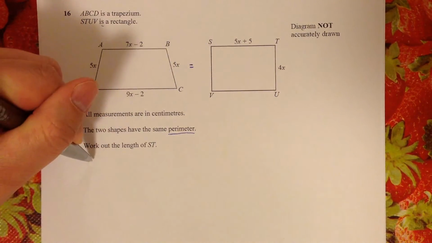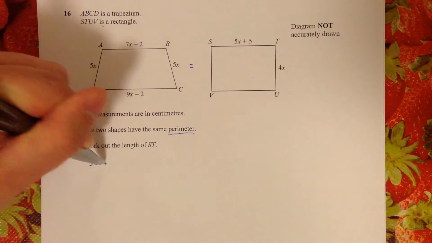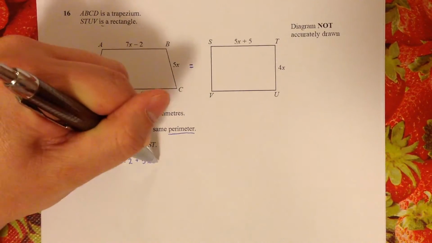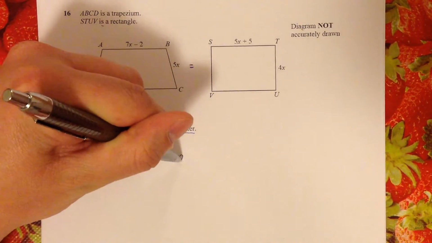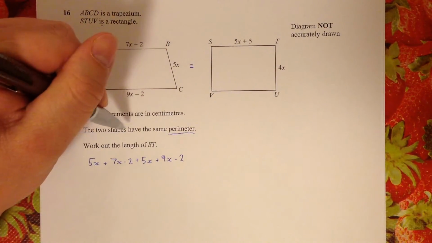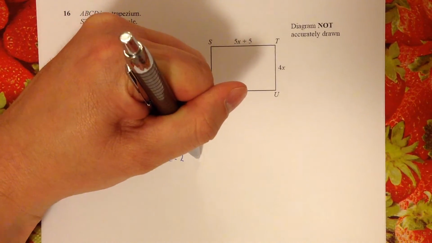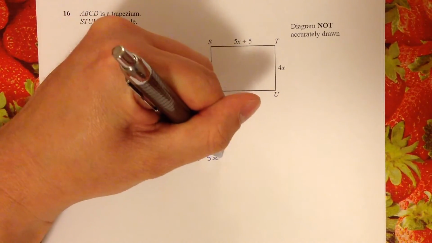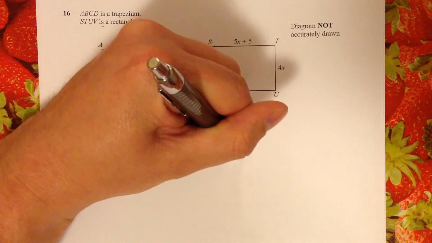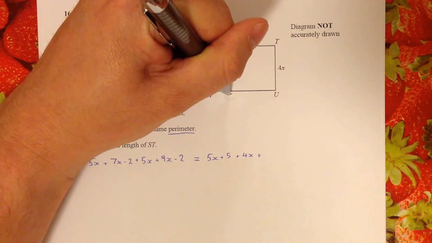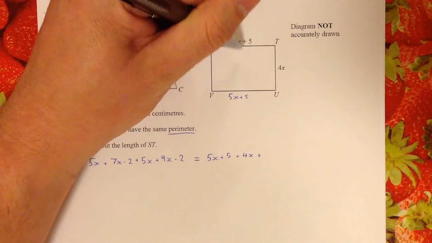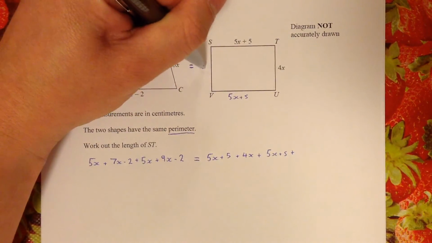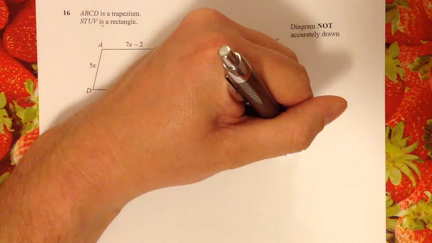So if we start with the trapezium, that gives us 5x plus 7x minus 2 plus 5x plus 9x minus 2. We also know that the two shapes have the same perimeter, so we know that all of that is going to be equal to the perimeter of the rectangle, which is going to be 5x plus 5 plus 4x plus, here we've got another 5x plus 5 because it's the parallel side for this one, plus another 4x for side SV here.